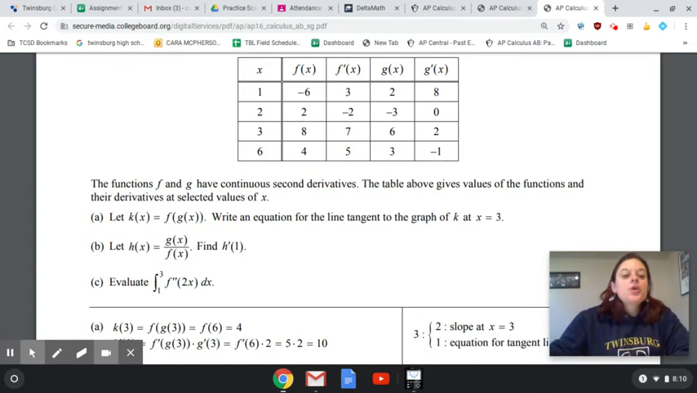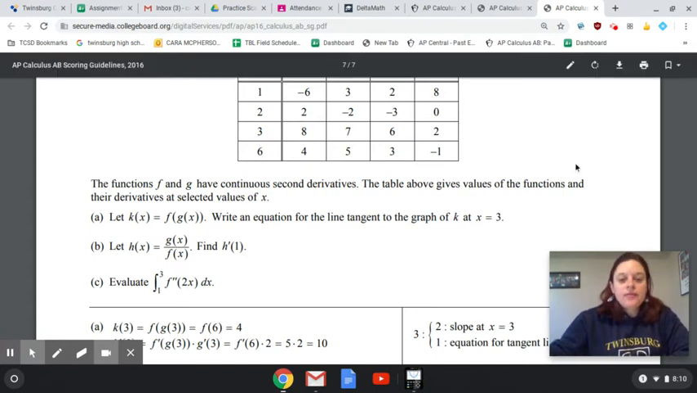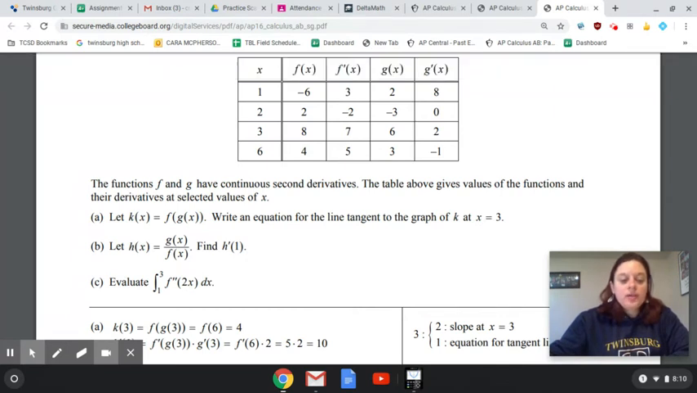So this question gives a table of information that represents f, f prime, g, and g prime. And then part A and part B are both generic derivative questions. Part A also has a tangent line piece. And then part C is a generic integration, which we don't do as often. So that one probably was the toughest part.